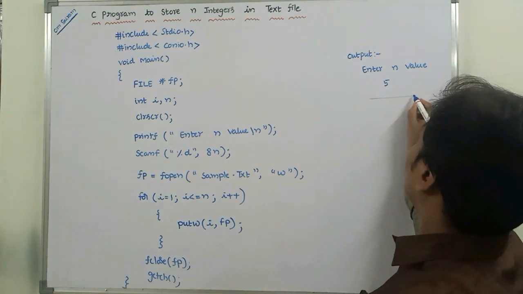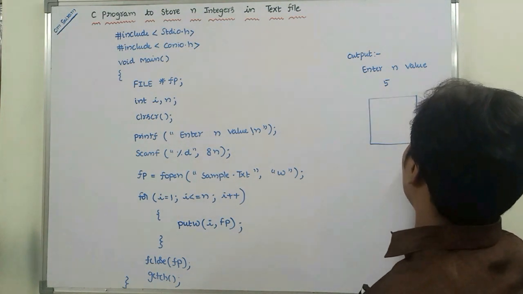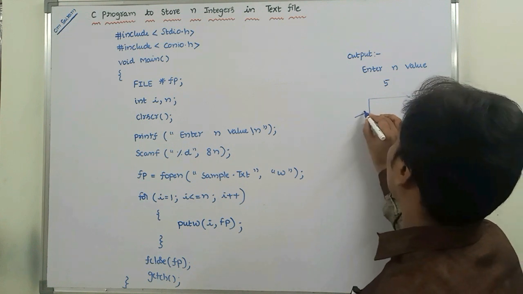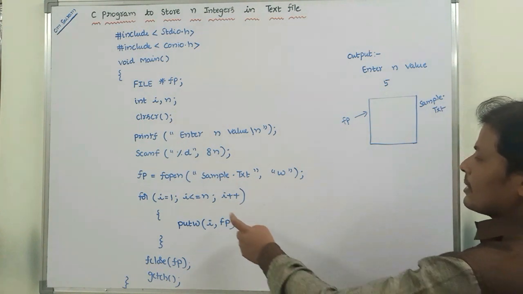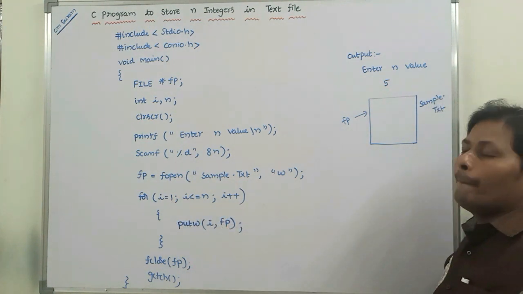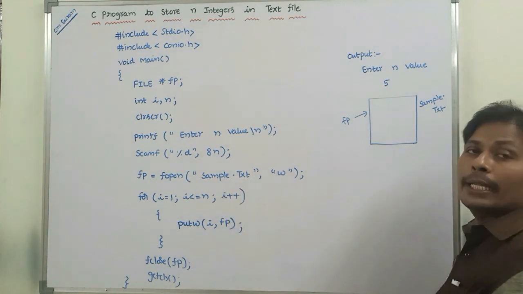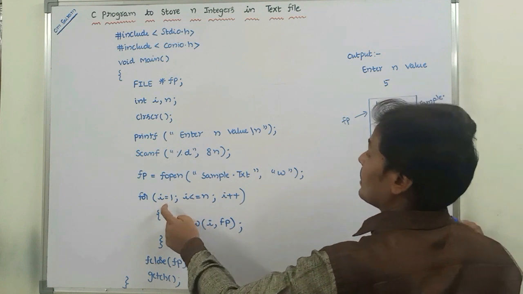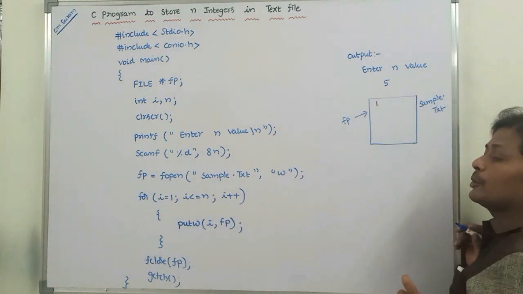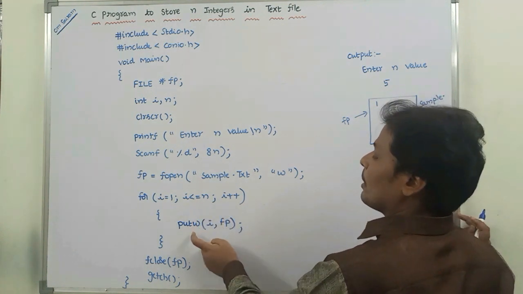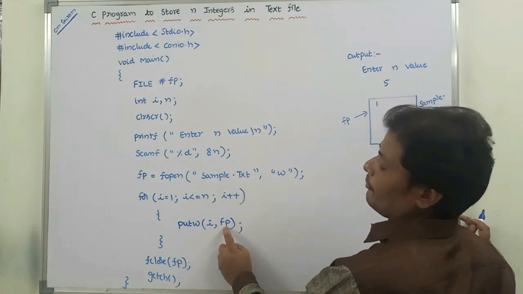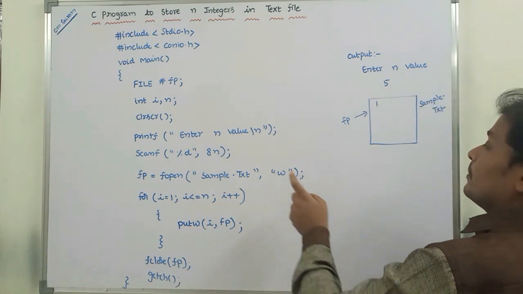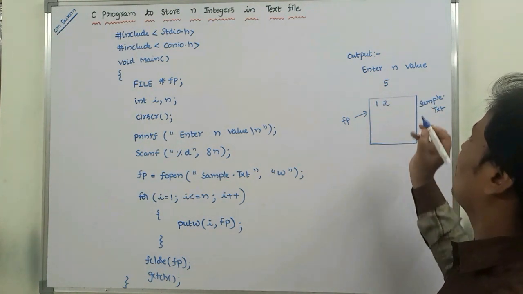For example, this file is sample.txt, pointed to by fp. First, i value 1: 1 is written into the file. Next the i value is incremented. Now the i value is 2. 2 less than or equal to the n value 5. Condition true. The control goes to the body of the for loop. putw(2, fp). So the i value 2 is written into the file sample.txt pointed to by fp.